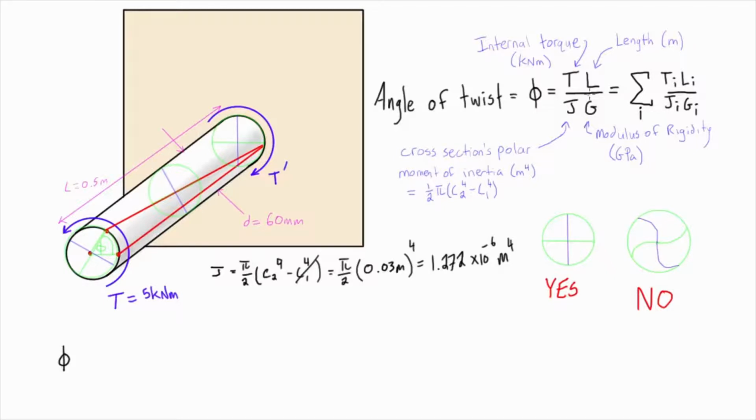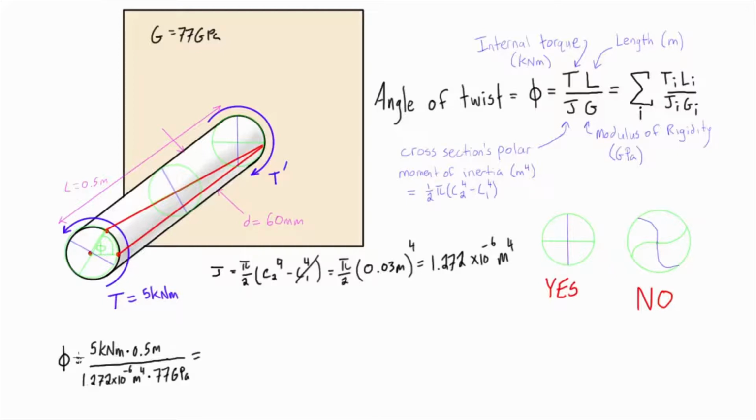We only have one section because nothing is changing along the length of the member. So we're just going to have our internal torque, which is 5 kilonewton meters, times the length, which is 0.5 meters, all over our polar moment of inertia, 1.272 times 10 to the negative 6 meters to the fourth, times our modulus of rigidity, which for steel we'll say is 77 gigapascals.